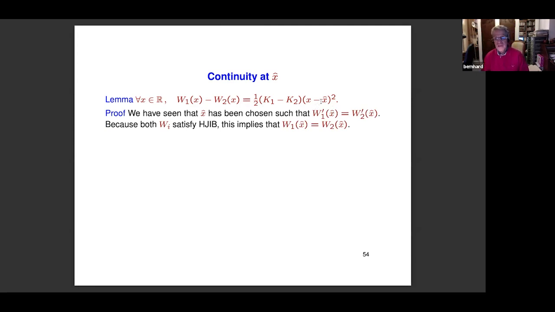We have seen that we have chosen x hat in such a way that the gradients W prime are equal, W prime 1 and W prime 2. Now, both Wi satisfy the HJIB equation, which gives you W in terms of W prime. Therefore, if the two W prime coincide, the two W coincide. And therefore, the composite function W is continuous at x hat, where you change from W1 to W2.